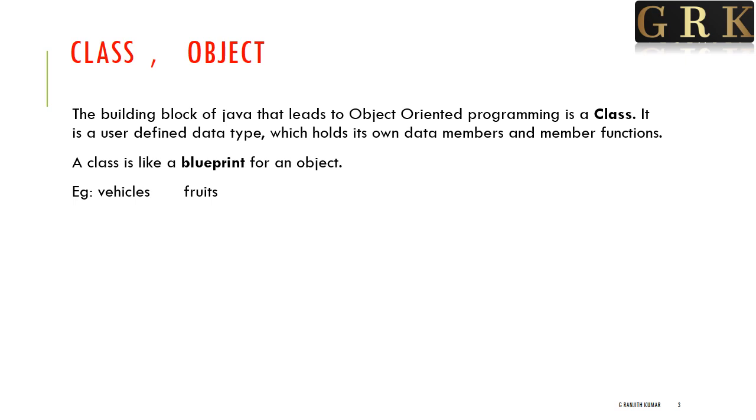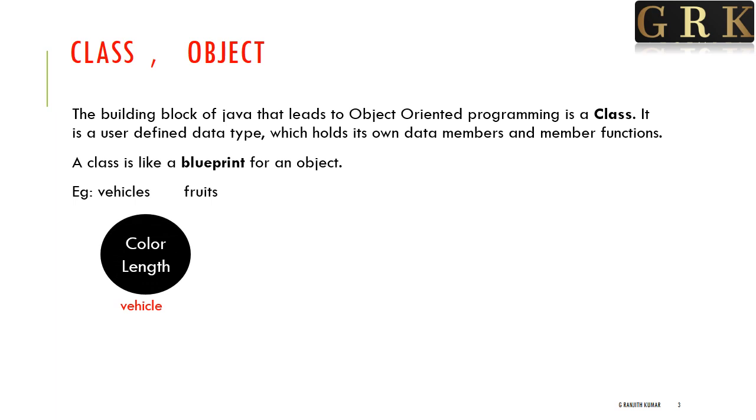And class is like a blueprint. That means whatever members we mention in the class will not allocate any memory to the members of the class. That's why we call it a blueprint. As an example, vehicles and fruits are examples of a class. So now we discuss this with an example in detail.